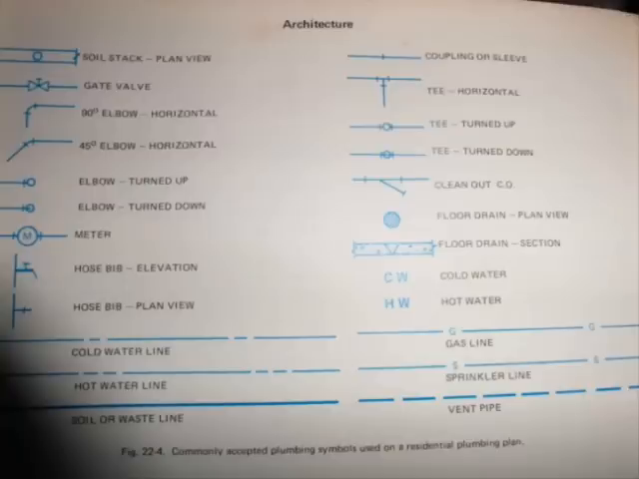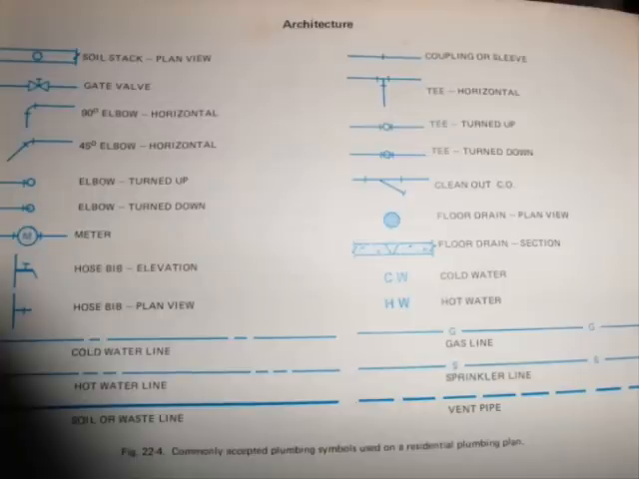The broken line consisting of long, short, long, short, long line are for cold water line, while the broken line consisting of long, short, short, long, short, short, long line are for hot water line. Then, the solid line is for the soil or waste line.